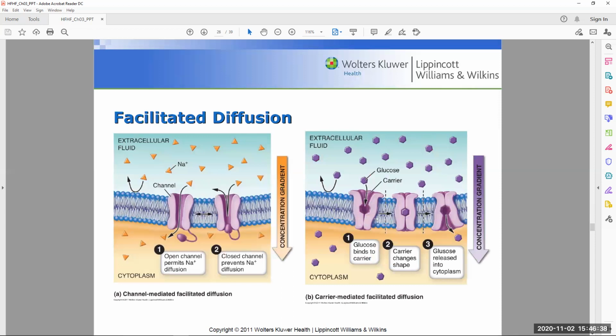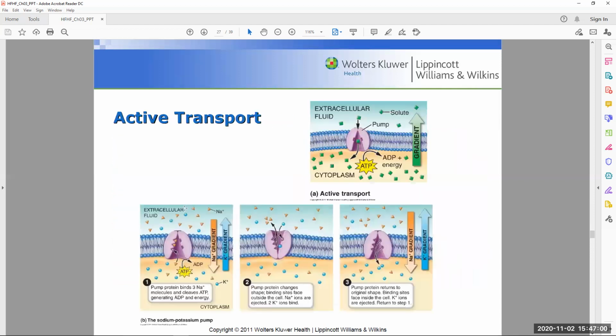So facilitated diffusion refers to the movement down a concentration gradient, but it requires a certain channel for it to pass through. So in this case, a sodium channel allows selectively only sodium to pass through, in this case, down its concentration gradient.